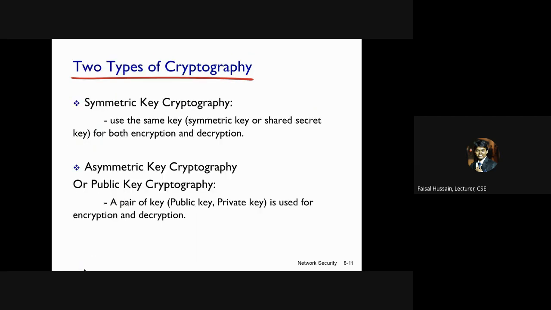So there are two types of cryptography. One is symmetric key cryptography, and another is asymmetric key cryptography. Let me rephrase it. Let me say it again.